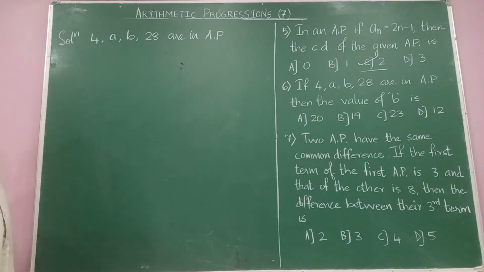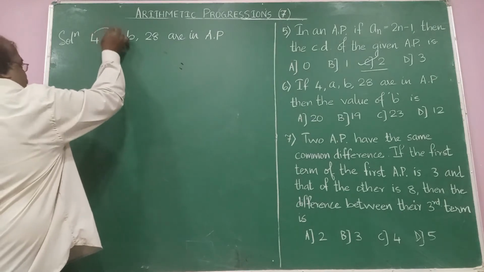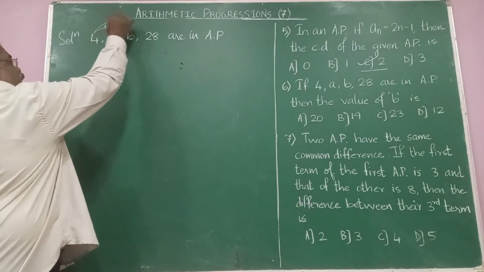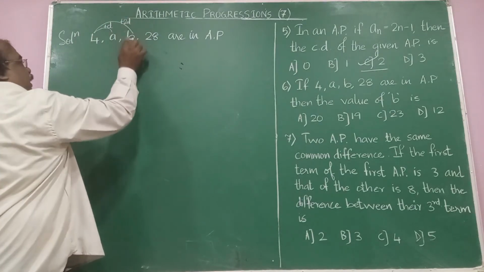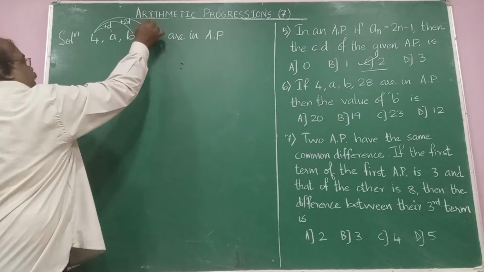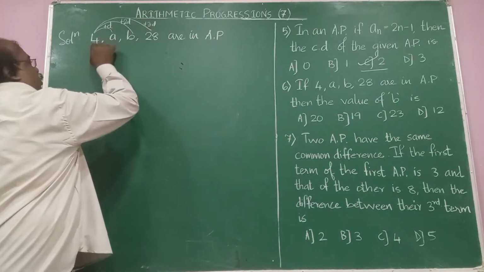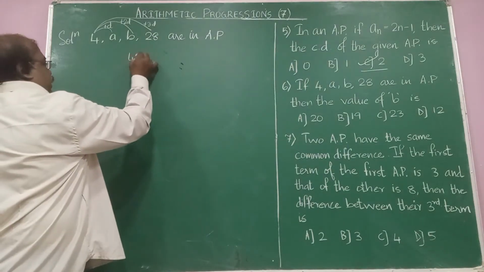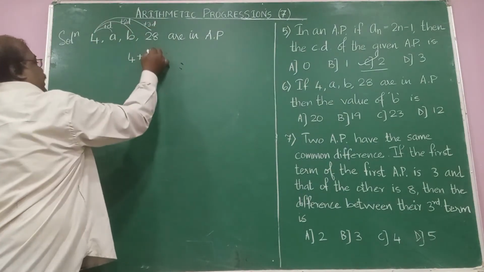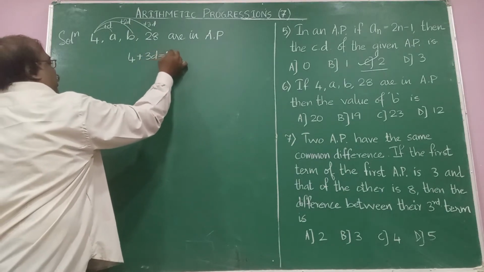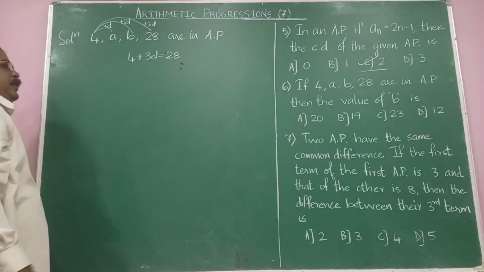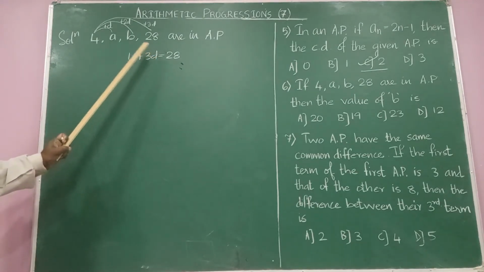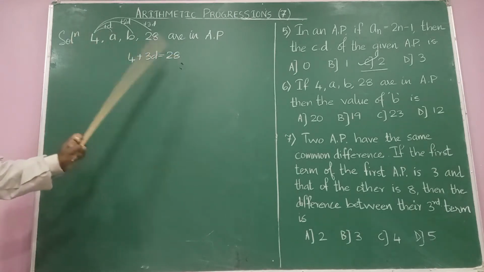Now we know that to get the next term, we have to add d. If I add 2d, I get b. If 3d is added to 4, I will get 28. So let me start with this equation. I know that if 3d is added to 4, my answer would be 28.